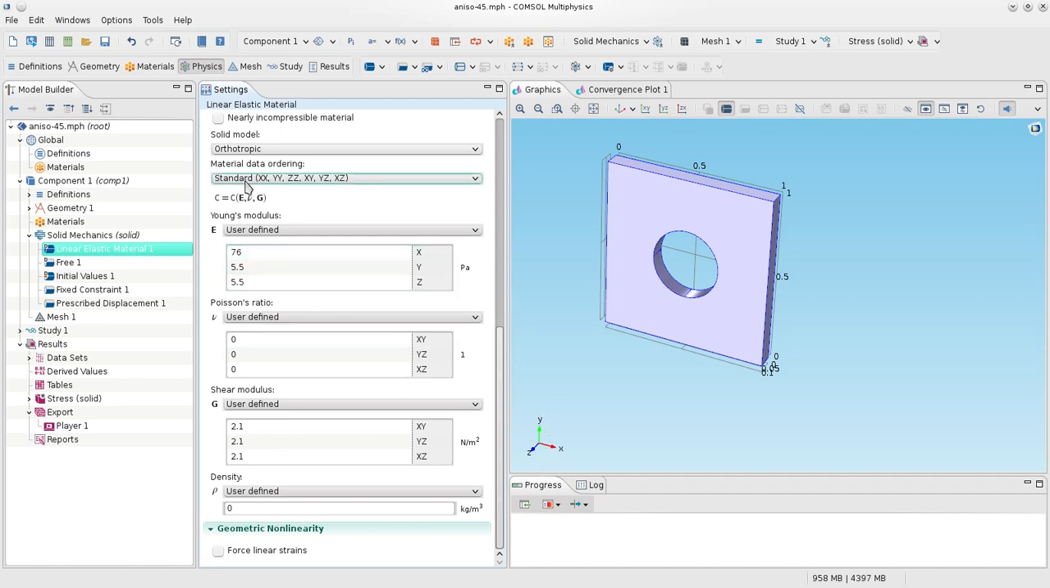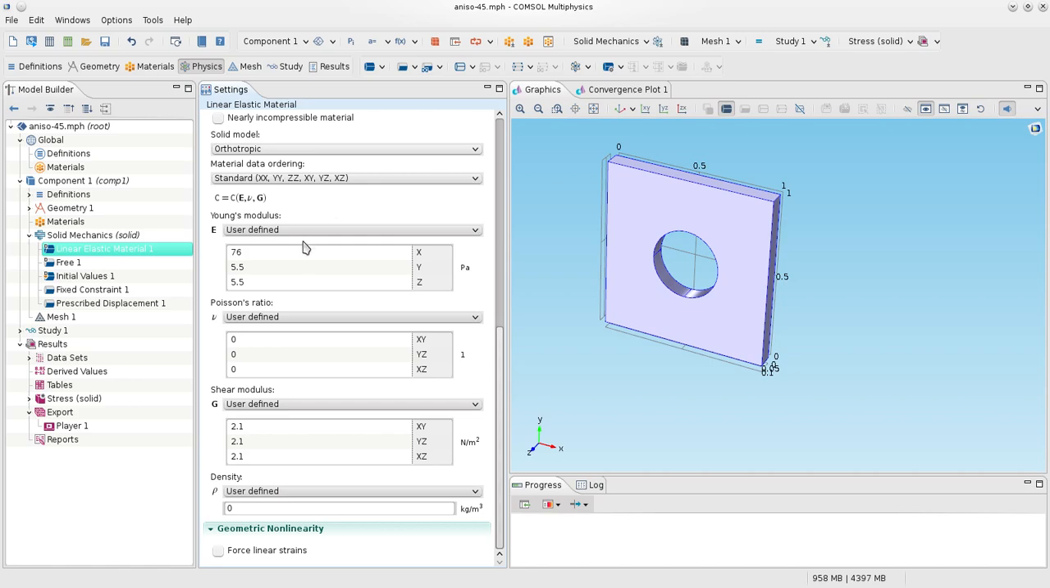So this choice, that material data ordering is standard, is telling the program that the orthotropic material is oriented along the x direction for the fibers, and the other directions have no reinforcement. So that's an interpretation based on those values. So it's important I tell the orientation of the fibers. That information is implicit in here through my choices.